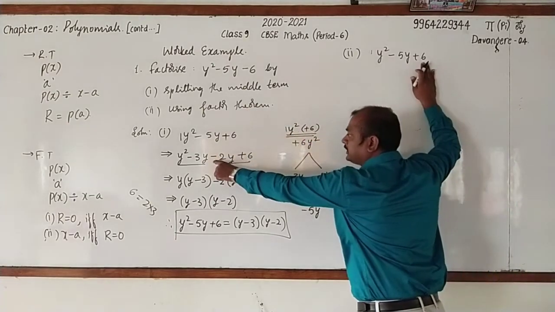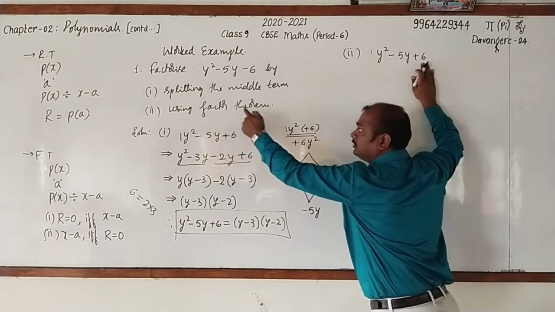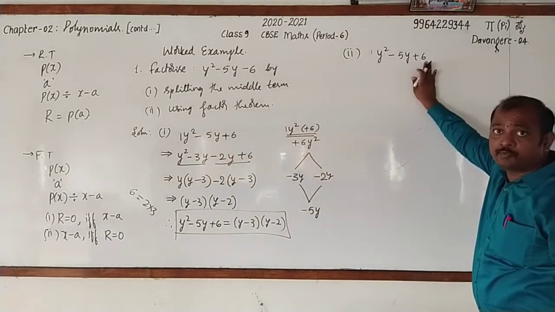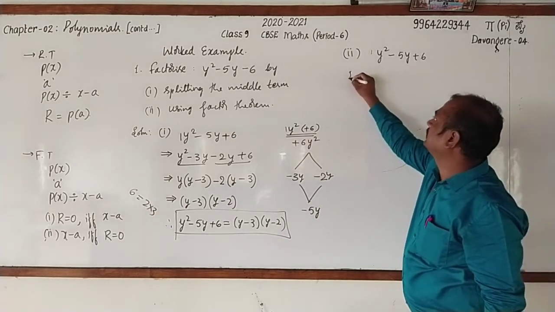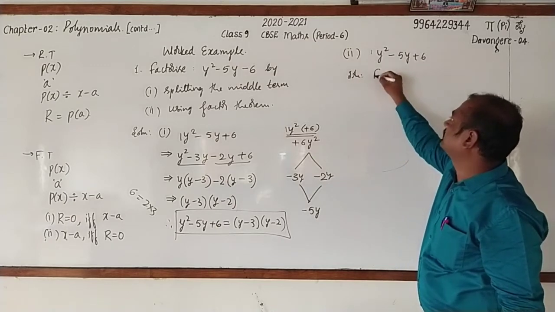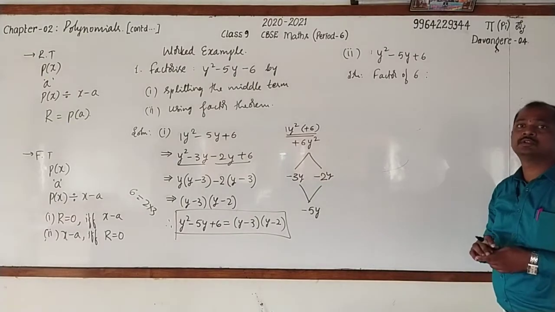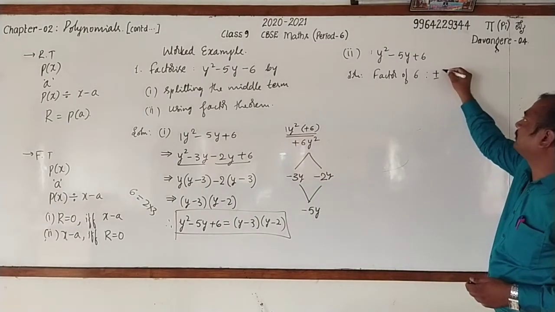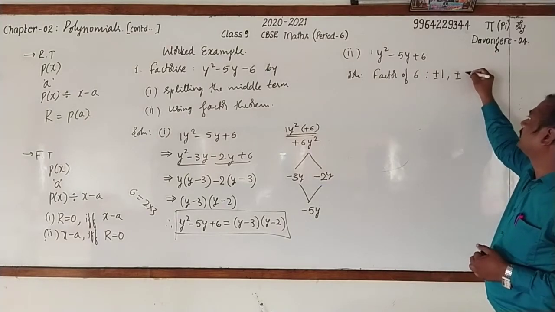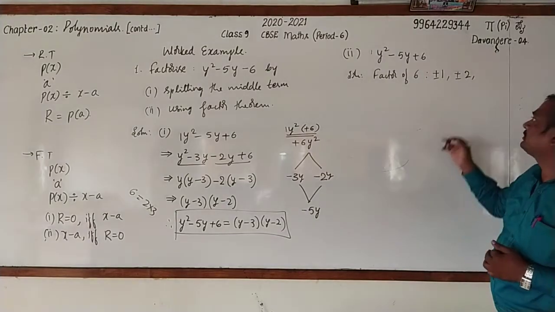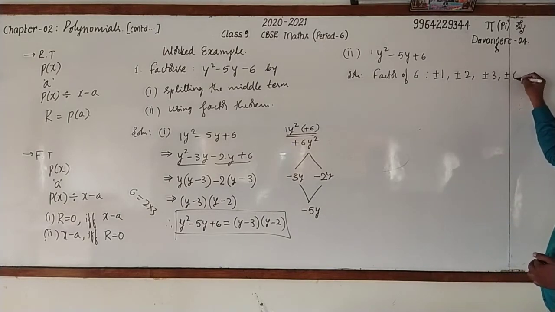To split up the middle term, we multiplied the first and last term. And in the factor theorem, we will take the factors of the last term. What is the last term? Yes, it is 6. Then what are the factors of 6? It is divisible by plus 1 and minus 1, by plus or minus 2, by plus or minus 3. It can also be divided by the number itself, that is 6.